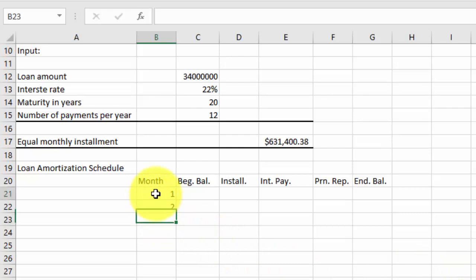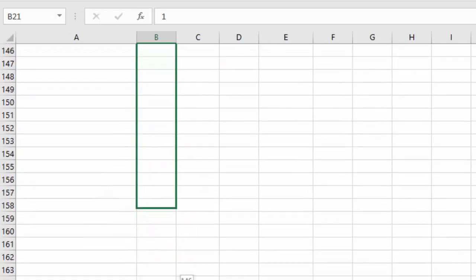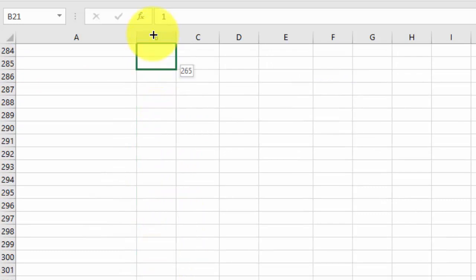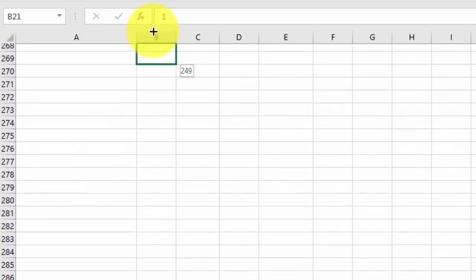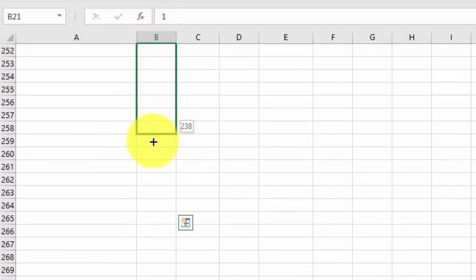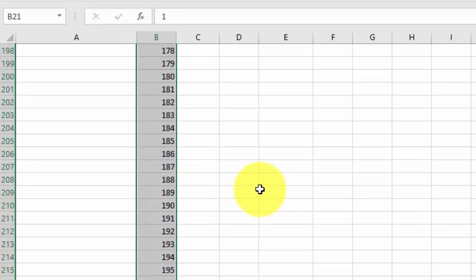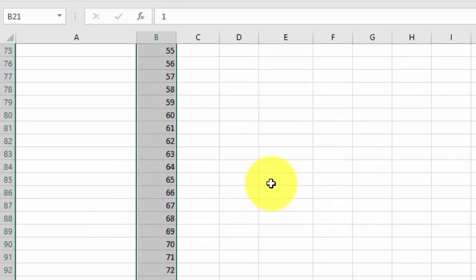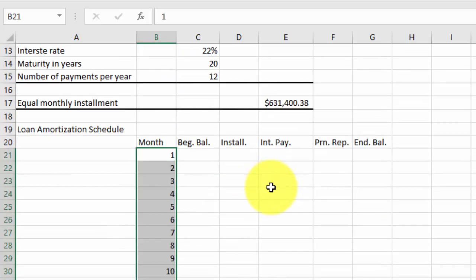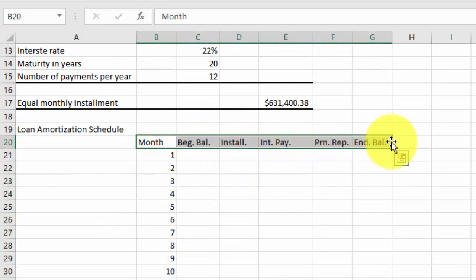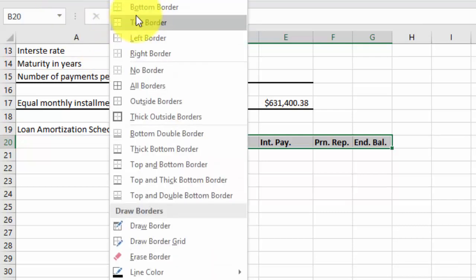Now let us select these 2 months and then click here. When the cursor becomes a plus sign, drag it until we get up to 240 months, because we have already got the information that our loan will be repaid in 240 months, and based on that we have got our installment payment.